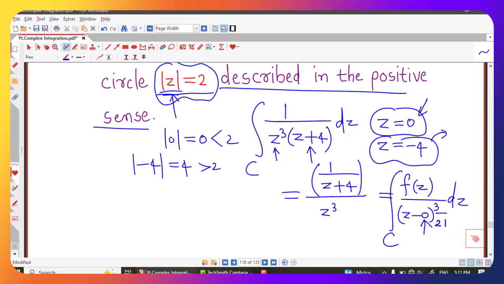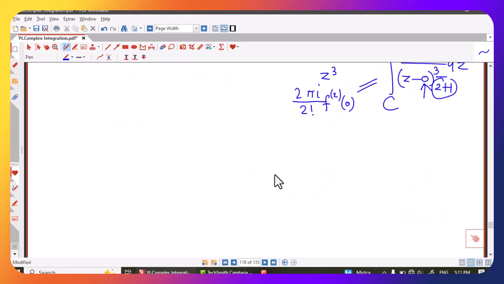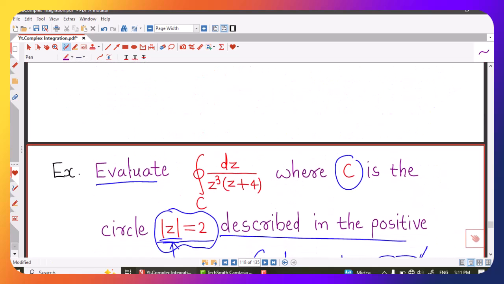This 3 can be written as 2 plus 1. So this is going to be equal to 2 pi i divided by n factorial, that is 2 factorial, and the second derivative of f at point z0 which is 0. So we have to understand this first, how we can express our integrand such that we can apply the Cauchy integral formula. To apply the Cauchy integral formula, our integrand must be in this form, f of z divided by (z minus z0) to the power n plus 1.